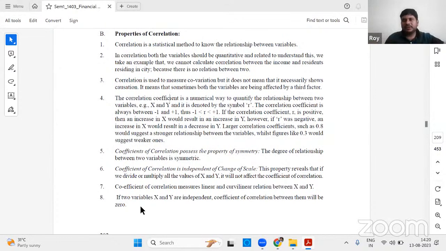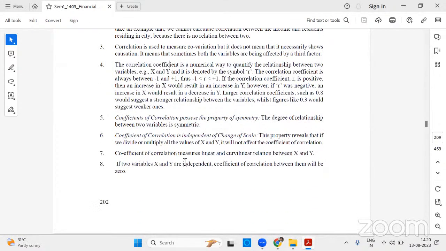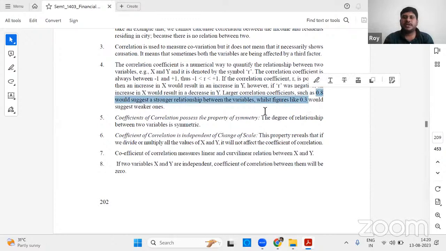If it is negative, if you are increasing x, y is going down. If it is positive, if x is increasing, y also increases. Very simple. Three things you need to keep in mind. And the fourth one is, if the value is high, it is a strong relationship. Even if the value is less, the relationship will be there. It will start from 0.8 and 0.3, because 1 is the ideal value.